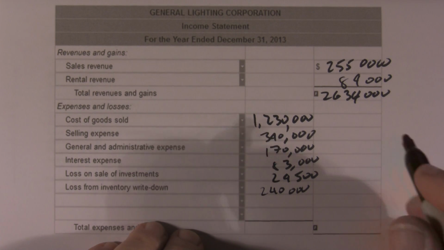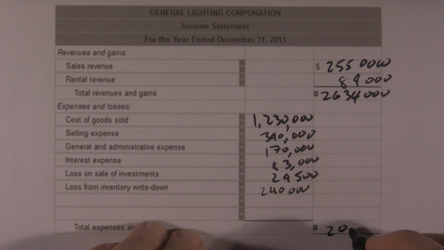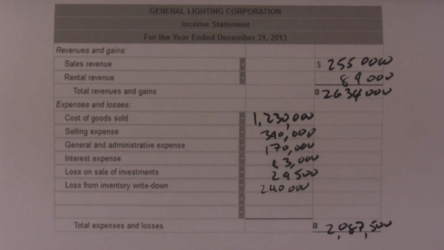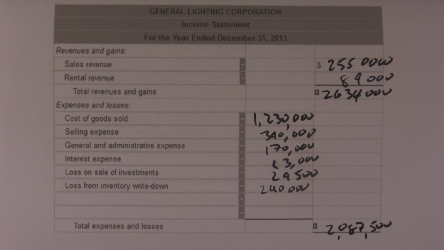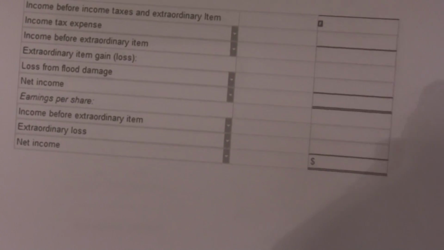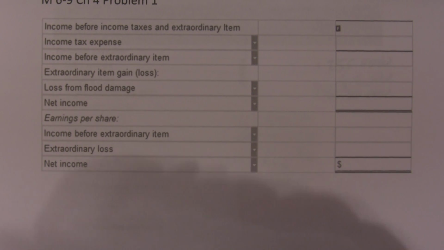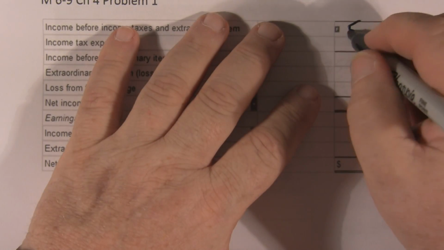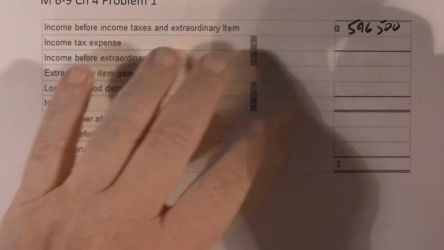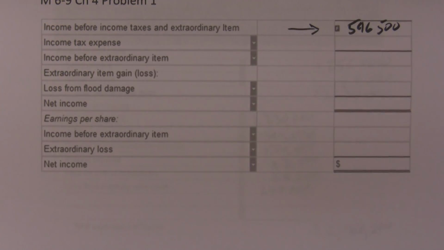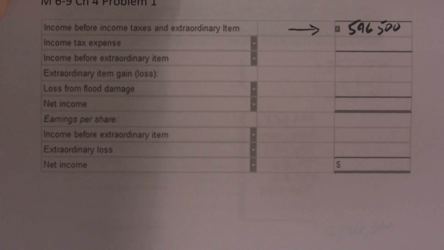So our total expenses and losses is $2,087,500. And now we go to the next part of our problem, where we do our subtraction. And our income before taxes and extraordinary item, $546,500. That subtraction is the single step. That's the single step in the single step income statement.